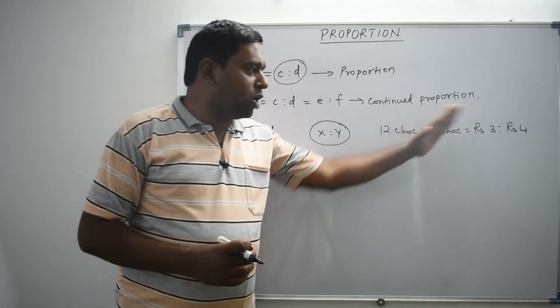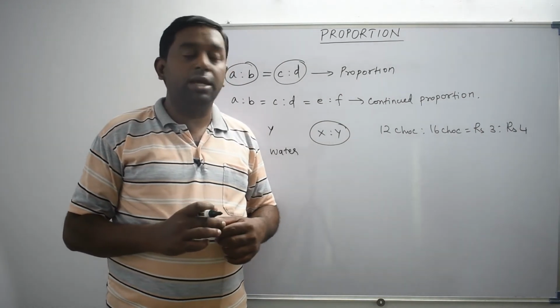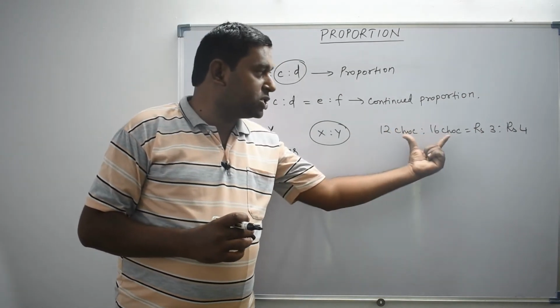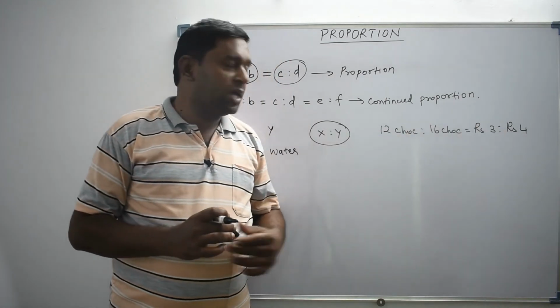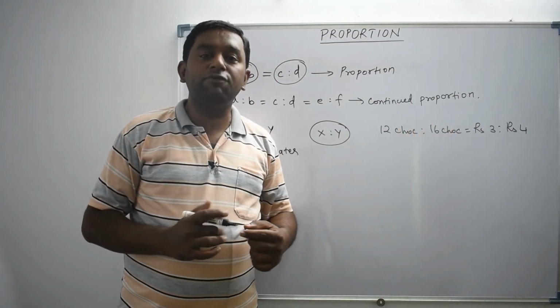So we cannot expect all the four quantities to be of same kind, but the two quantities in the ratio on the left side must be of same kind. The two quantities in the ratio on the right side must be of same kind.